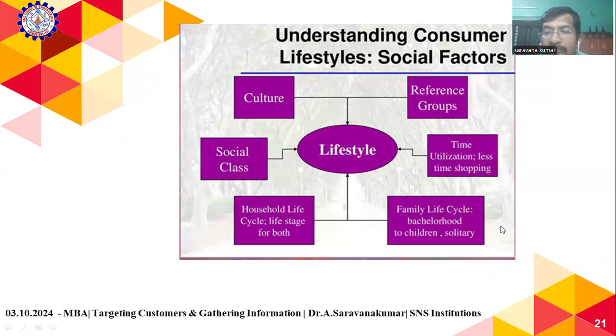Time utilization, less time shopping, because in the current modern world everyone is going online. So time utilization is very effective. Time is precious, so less time shopping. And family life cycle also, bachelor to children, will differ at each stage. For example, in bachelorhood they take very simple items like noodles or simple food, which is more than enough for them, depending upon the small income of that family. Children also we have to focus on; kids' needs and desires you have to satisfy.